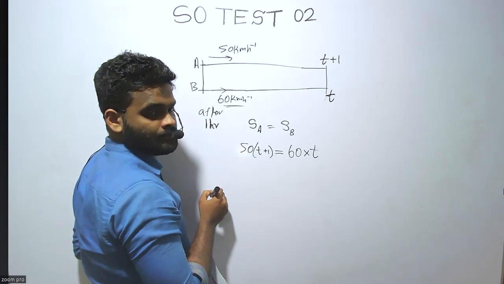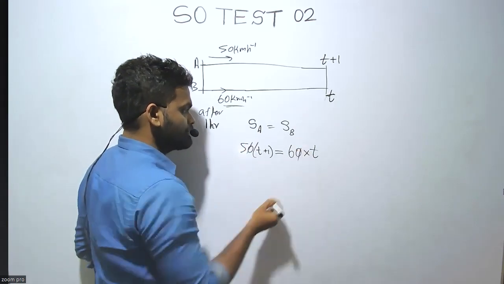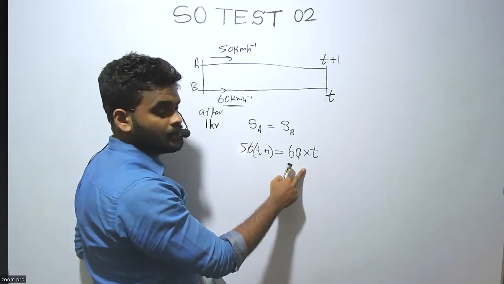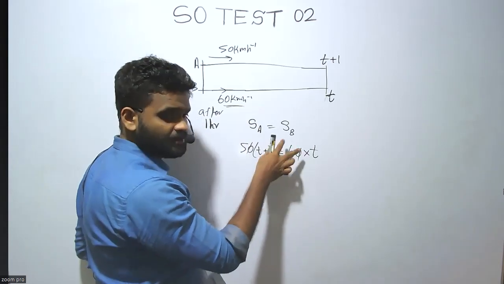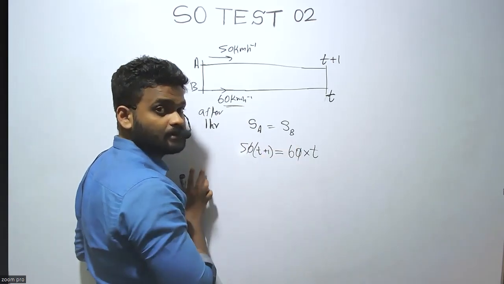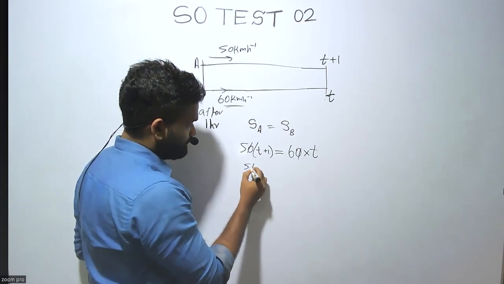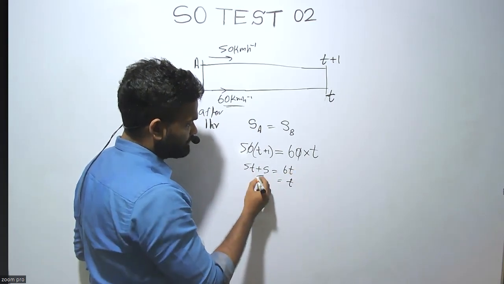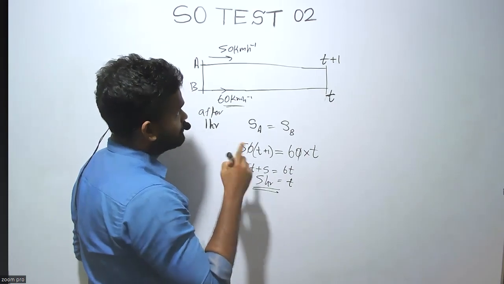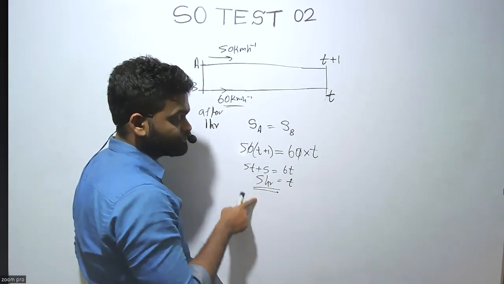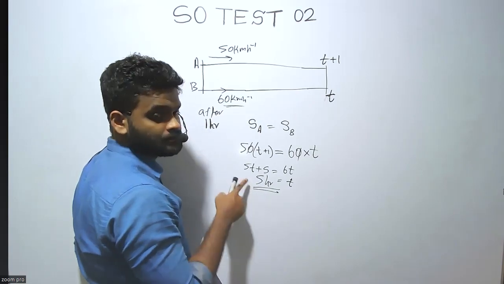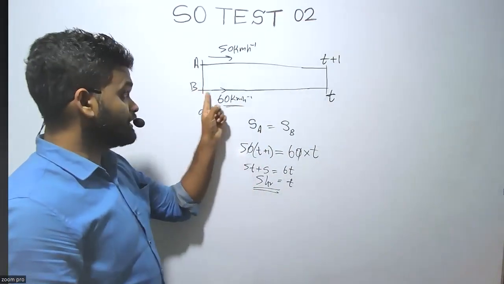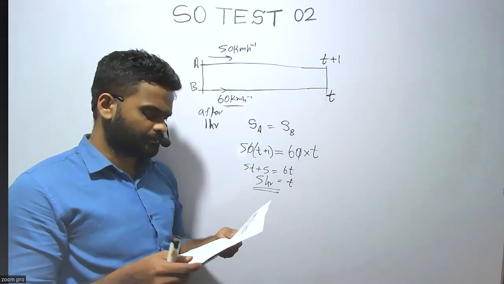Then 0, 0 cancels off. You need to do this cancelling off when you are simplifying. You're not keeping unnecessary stuff. Cancel everything, then multiply: 5t plus 5 equals 6t. 6t minus 5t, that is t, equals 5. I used kilometers and hours, I didn't convert, so the answer also comes in hours. So the answer is 5 hours. So car B takes 5 hours to pass car A.